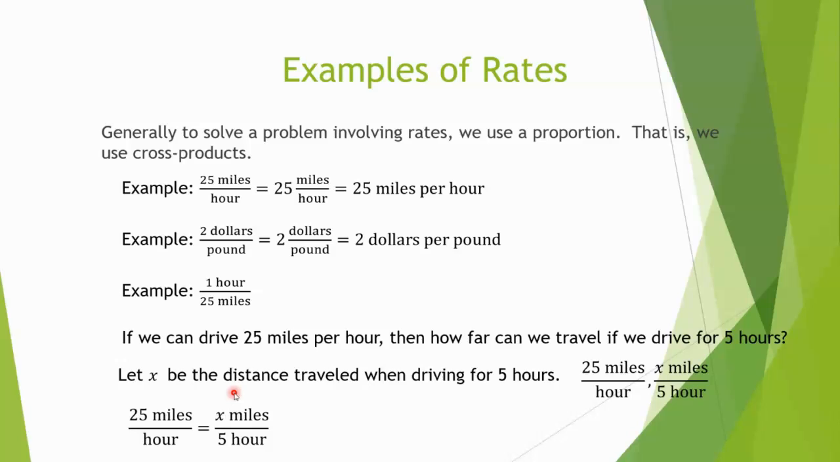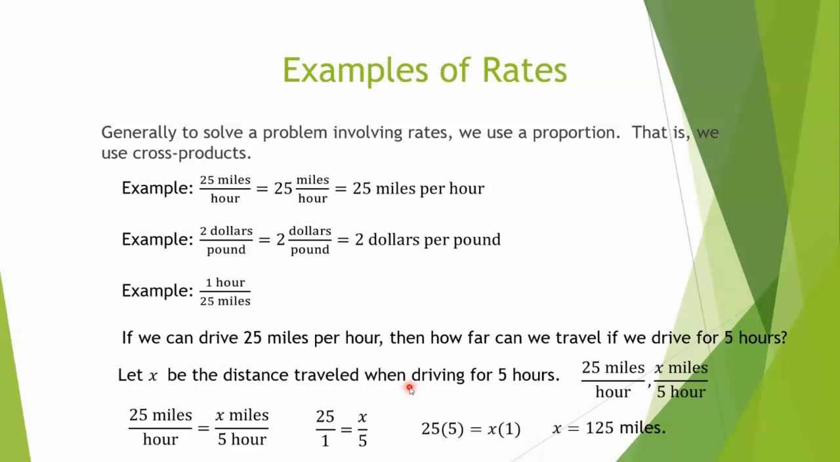Well, how do you figure out what x is? You could take the units off, which is what I do. They cancel. And then you just take the cross product. That is, you cross multiply. So here we'll have 5 times 25 equals 1 times x. And so we get x is 125 miles. That's all. So that's what we end up with.